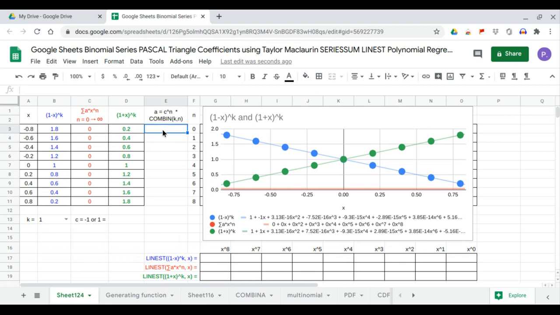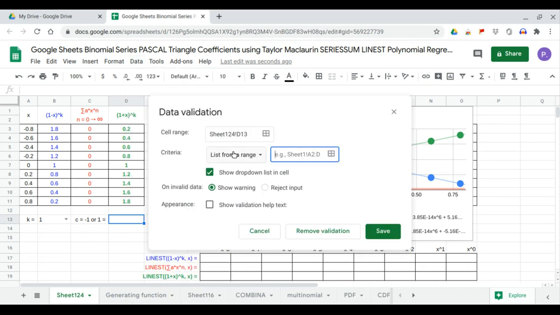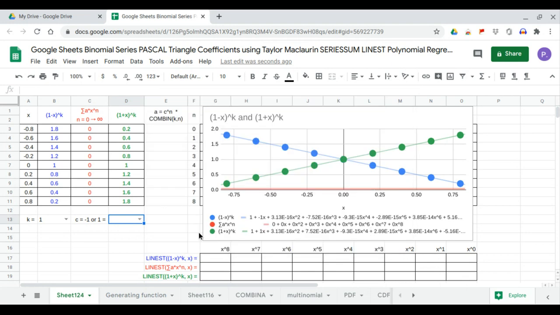Next, we generate the coefficient. The coefficient a is equal to c to the power n times combine k comma n. But the value of c is negative 1 or 1. So that's data validation, list of items: negative 1 if it is 1 minus x to the power k, and positive 1 if it is 1 plus x to the power k, and save. So these are the two values. We start with negative 1.